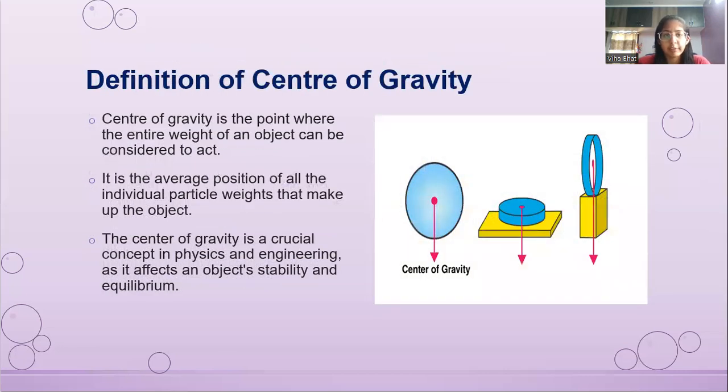Next, what is center of gravity? So as we said before, it is the point where the entire weight of the object lies, and it is the average position of all the individual particles' weights that makes up the object. So center of gravity is also a crucial concept in physics and engineering, and it affects an object's stability and equilibrium.